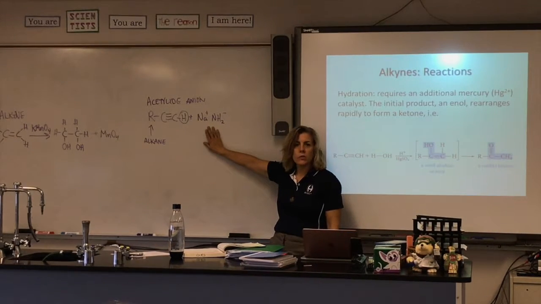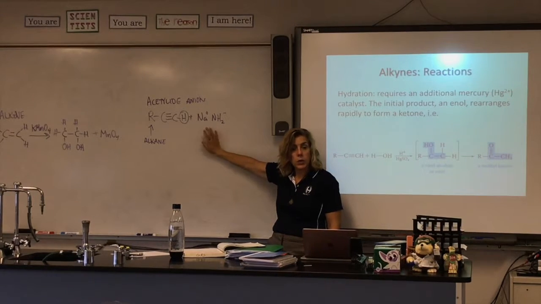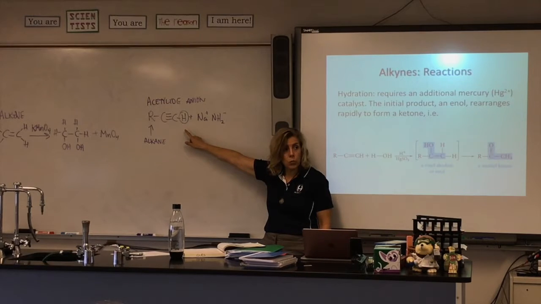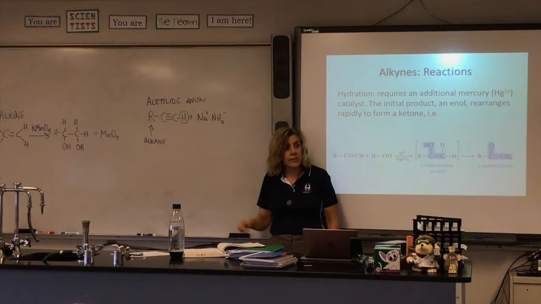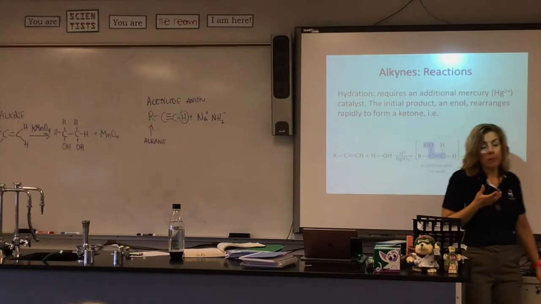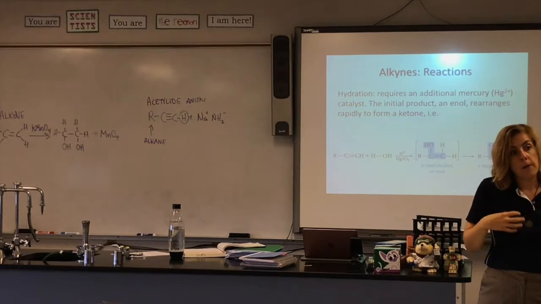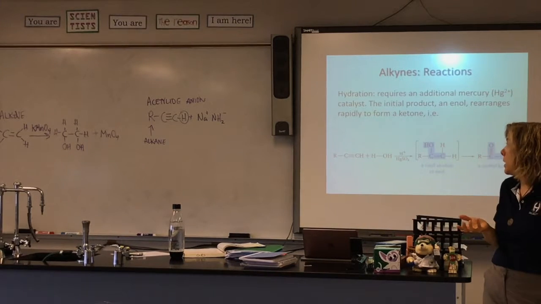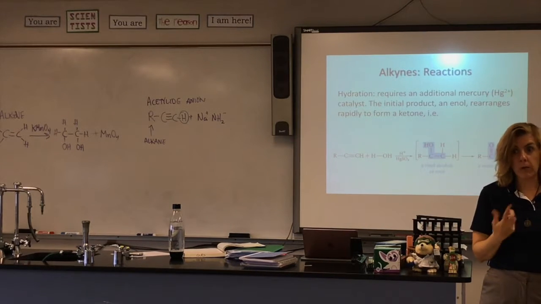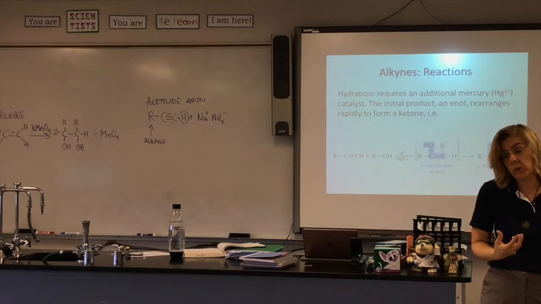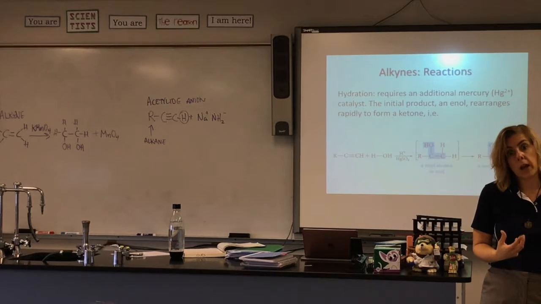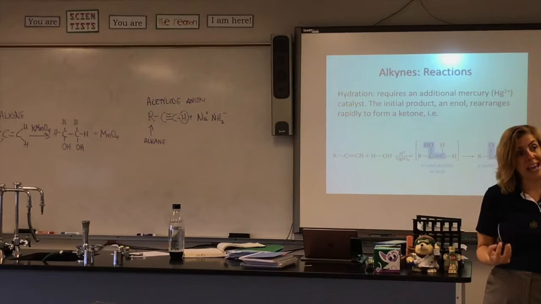Ladies and gentlemen, this is a strong base: Na plus, NH2 minus. Quiet, please. This is a strong base, and this is a weak acid. Acids tend to have hydrogen involved with them, not always, but they tend to. So the acetylene, or the acetylide, is willing to give up that hydrogen in the presence of a strong base. As a result, you get a negatively charged anion.